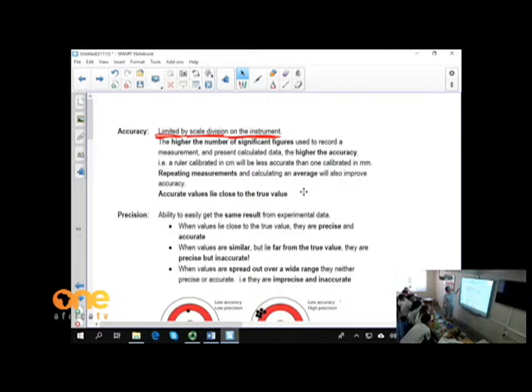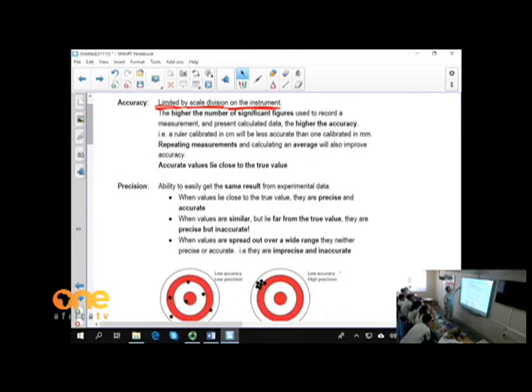A ruler calibrated in centimeters will be less accurate than one calibrated in millimeters. I mean, that's logical, no? Repeating measurements and calculating an average will also improve accuracy. Accurate values lie close to the true value.